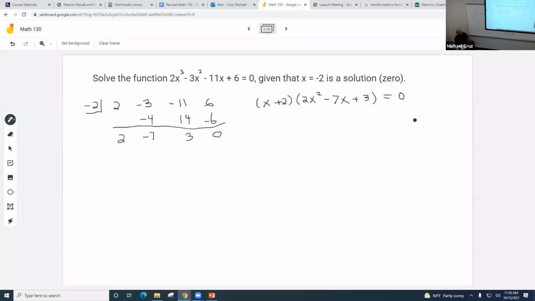All right, so that's what we know. So we know that x plus 2 times this quadratic. And now, like I said, we can solve that any way we want to. Let's just put it in the quadratic formula. It might be factorable, and sometimes factoring is quicker, but let's just put it in the quadratic formula.